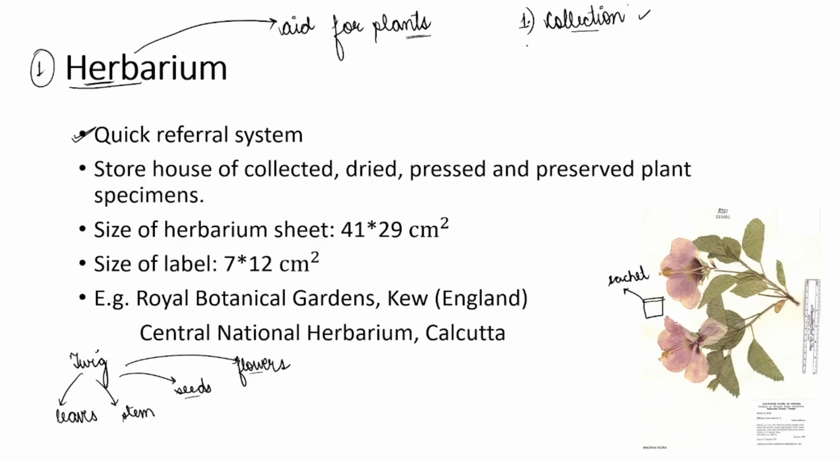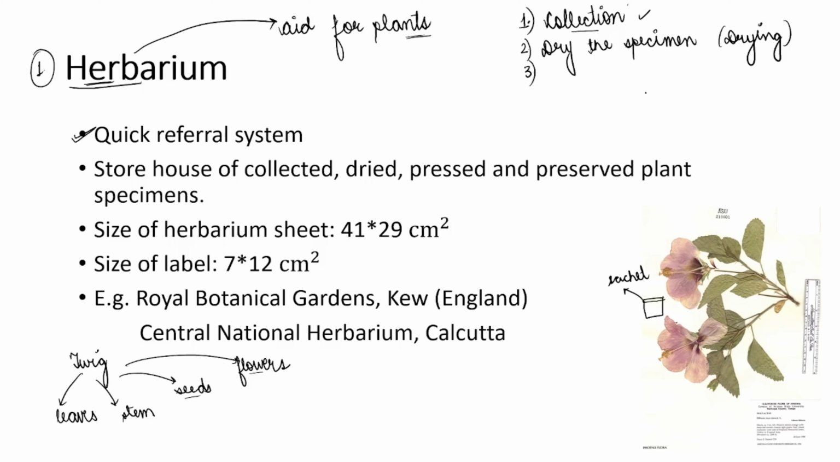Now, after the collection, when the specimen has reached the lab, the next step is to dry it. And how do we do that? We don't go out in the sun and sun dry it. You just have to wrap it in the newspaper in a way that it does not get folded and then keep it under some pressure. Keep it under your mattress or under some heavy object so that the moisture is gone in the dried plant specimen.